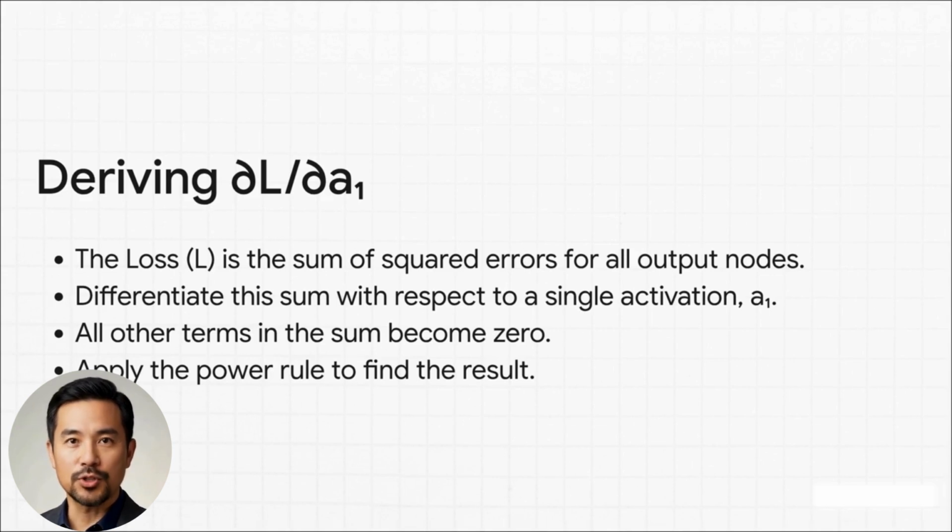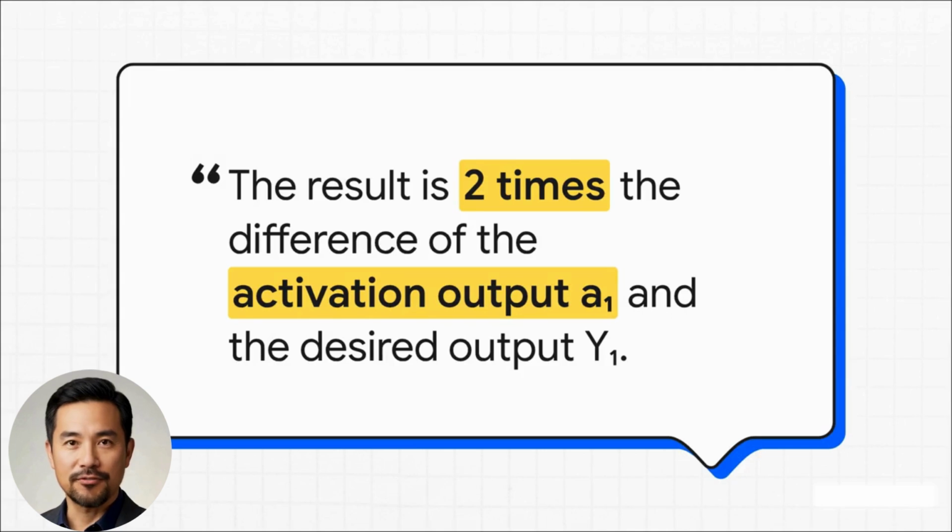We're left with one simple little piece, and a quick use of the power rule gives us our answer. And there it is. Clue number 1 is solved. The answer is just 2 times the difference between what the node actually spit out, a sub 1, and what we wanted it to spit out, y sub 1. It's basically just a measure of that node's personal error. 1 down, 2 to go.